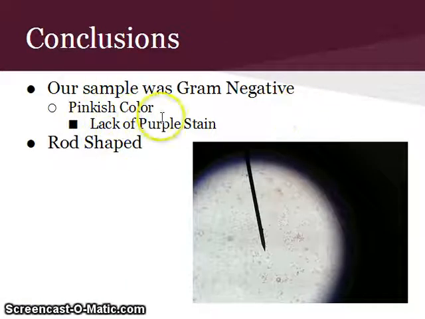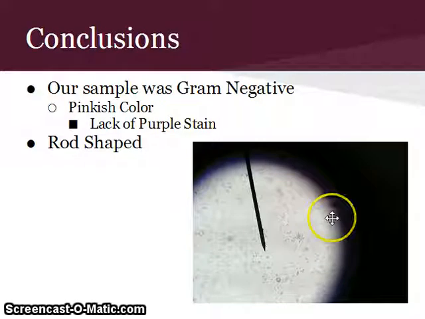It had a pinkish color, and there was a lack of a purple stain. It's harder to see the pinkish color, but you can really see that purple stain is absent. So the crystal violet was really decolorized by the ethanol that we added.